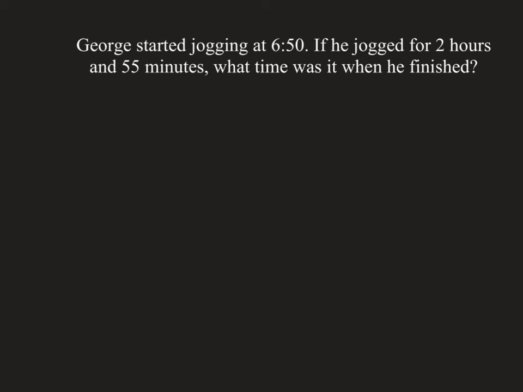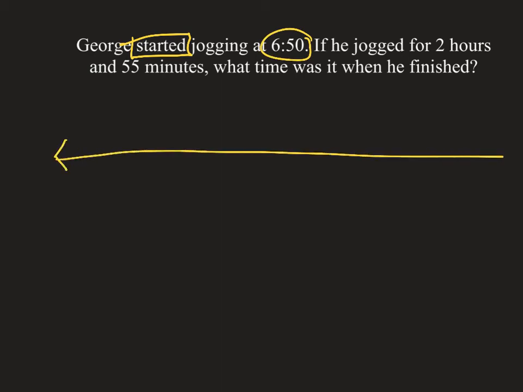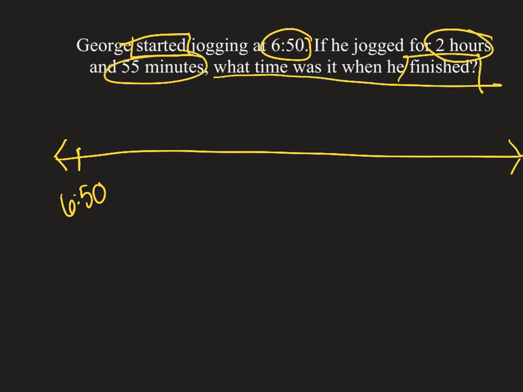Another one, George started jogging at 6:50. I can make my number line. My start time is 6:50. Now, he jogged for 2 hours and 55 minutes. What was the time when he finished? So, he jogged for 2 hours, so let me draw two of those mountains. So the first mountain, 7:50, and then we do one more hour, 7:50 to 8:50.